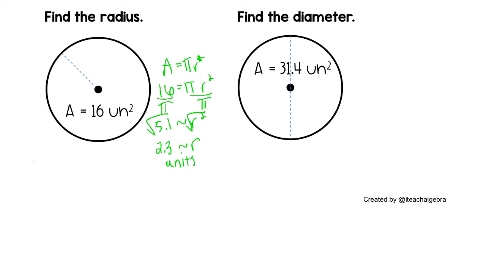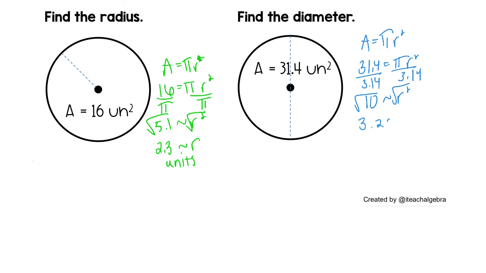If we want to know the diameter on the next one, we do the same process. The area is pi r squared, so 31.4 is pi r squared. We divide both sides by pi, and we get 10 is equal to r squared. Take the square root of both sides. In decimal form, that's about 3.2 for our r. We multiply that by 2. We get 6.4 is about the diameter, and that's in units.